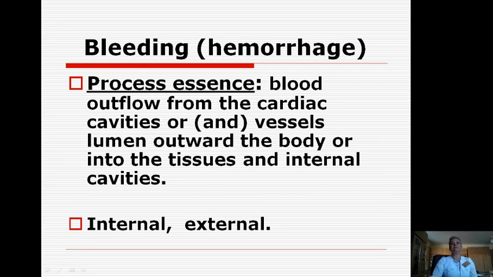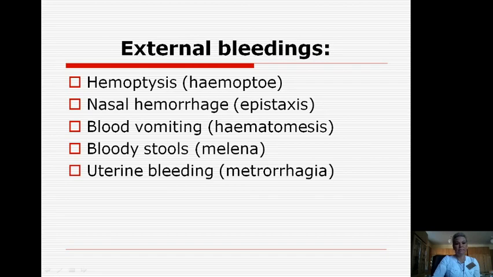The next process is bleeding or hemorrhages. What is bleeding? Blood outflow from the cardiac cavities and or vessels lumen, outward the body or into the tissues and internal cavities. As a result, we can see internal bleeding and external bleeding.